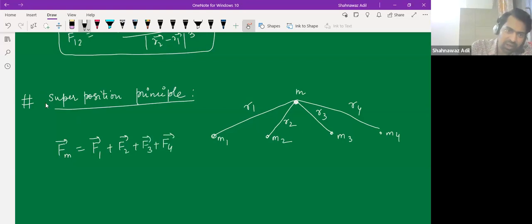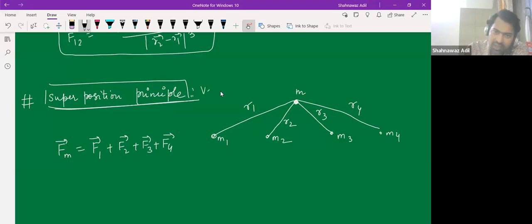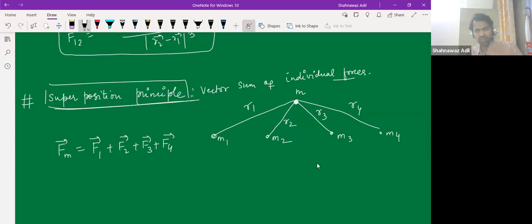So this is called the superposition principle. The force on this test mass due to different masses would be the vector sum of the individual forces. That is the superposition principle. And we'll do one question based on that.